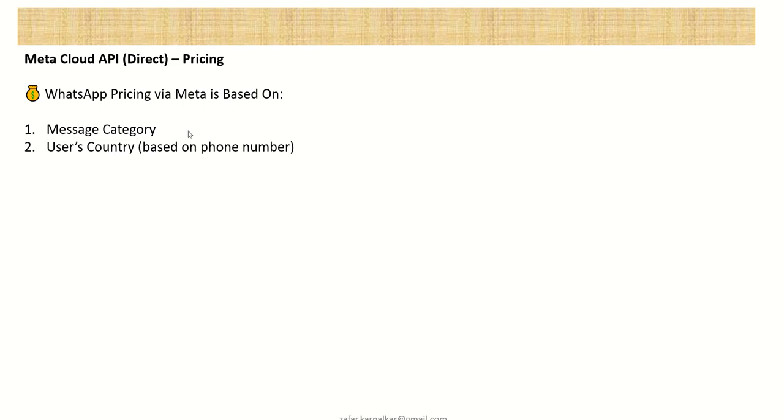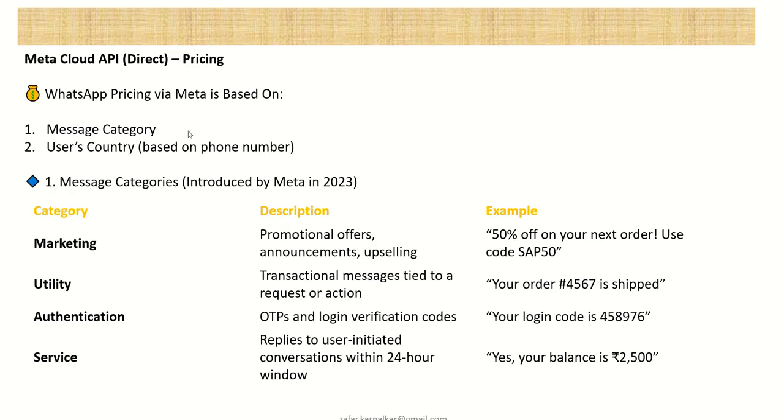Now the message category is further divided into types: marketing, utility, authentication, and service. Marketing is when a company uses the API to send promotional offers, announcements, upselling, etc. Take the example of a promotional offer like 50% off on your next order. This comes under marketing. You're doing some marketing to attract the customer.